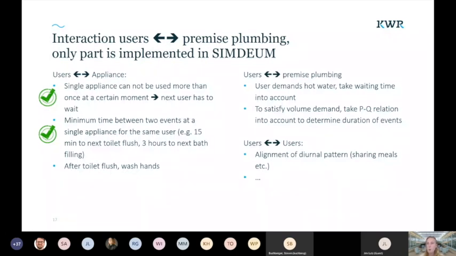So a person wants to draw hot water, opens the tap, and then you have to wait for a certain time, depending on the specific system, till you actually have that hot water at your tap. So I think that's an important one to take into account. And the same could be said for maybe the pressure that's available, and that would influence the volume flow rate, and maybe even the volume of water use.